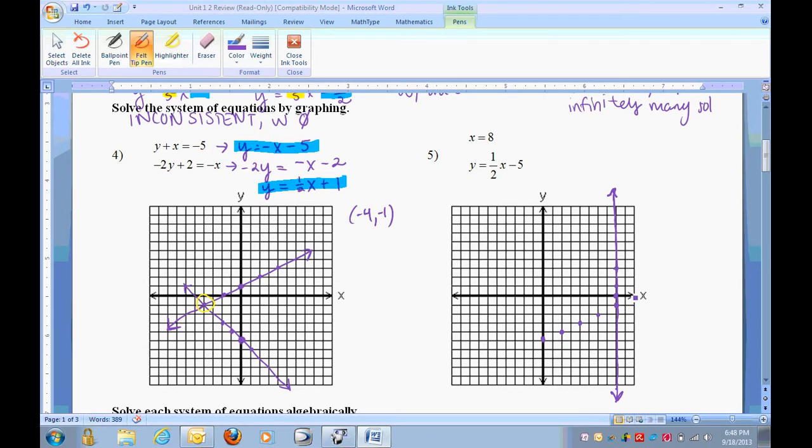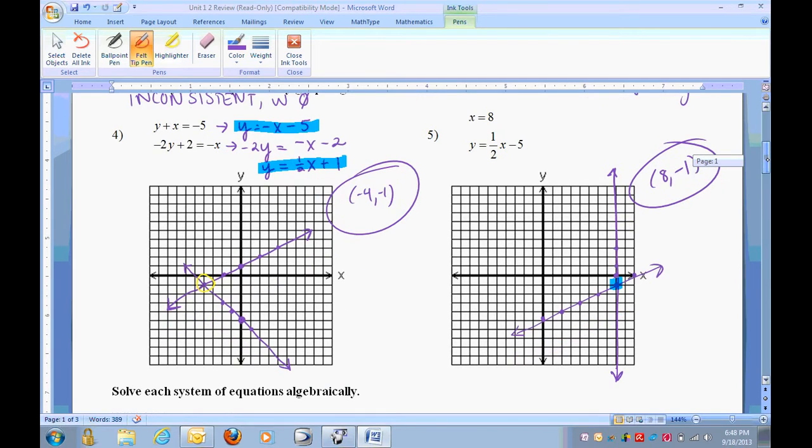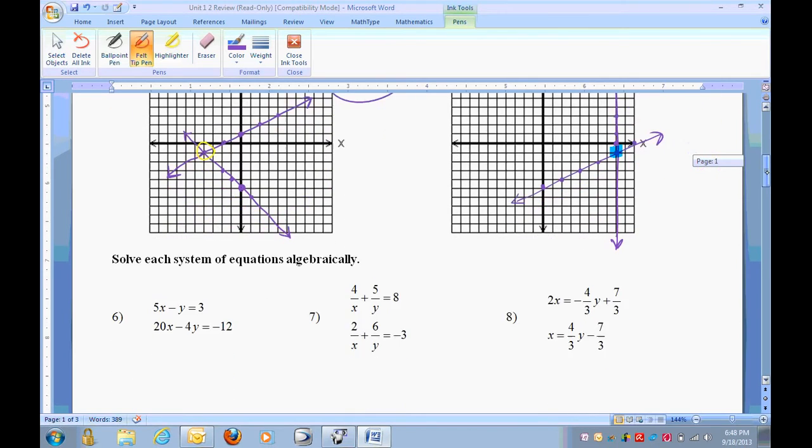And then if you notice, the lines intersect at 8, negative 1. Right at that point right there. So my solution is 8, negative 1. Okay, so those hopefully will be easy enough. You just graph the equations of the line and find the intersection point.